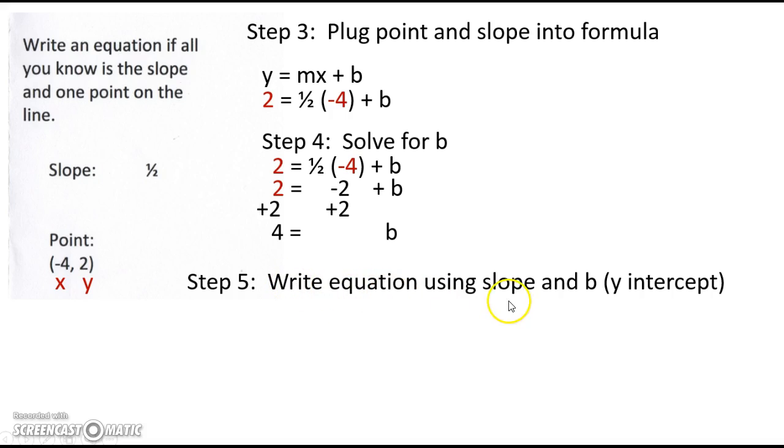Write equation using slope and b, which is your y-intercept. So y is equal to mx plus b. M is our slope. Our slope was 1/2. B is our y-intercept, which we solved for, which is 4. So if your slope is 1/2 and the point -4, 2 is on the line, your equation would be y is equal to 1/2 x plus 4.